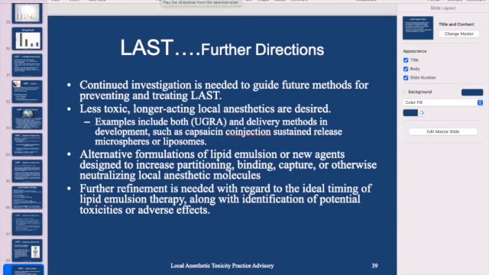All right, it was a pleasure talking to you guys about local anesthetic systemic toxicity. Please refer to the full guideline for more information.